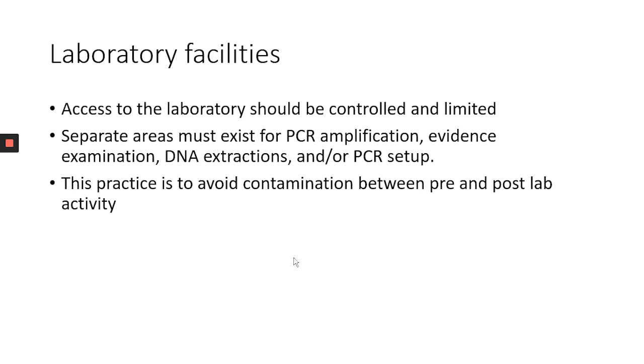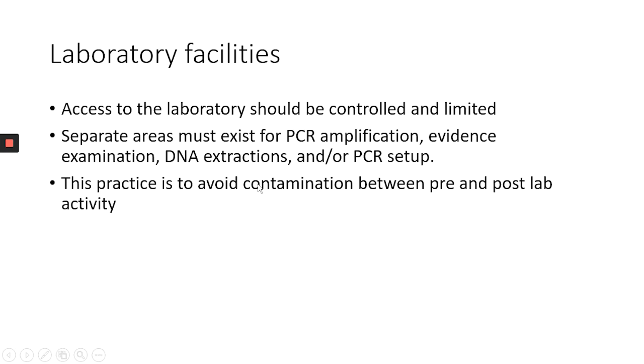So another element of quality assurance is laboratory facilities. Okay, so first, access to the laboratory should be controlled and limited. Not everyone can enter your lab unless you have the access card. And then separate areas must exist for PCR amplification, evidence examination, and DNA extraction, because we want to avoid contamination between these processes. So that's why we have to have separated areas for all these activities.